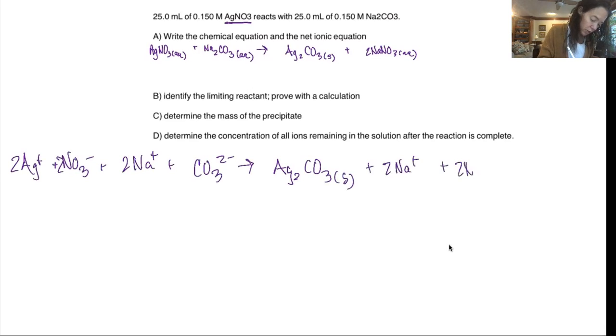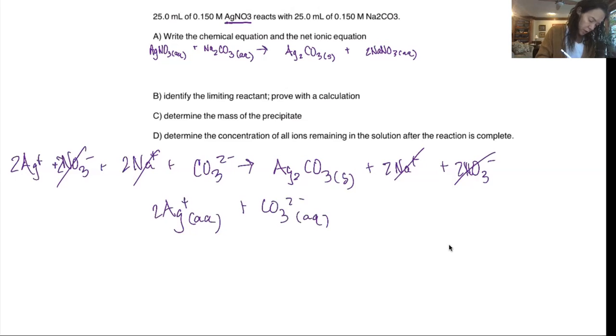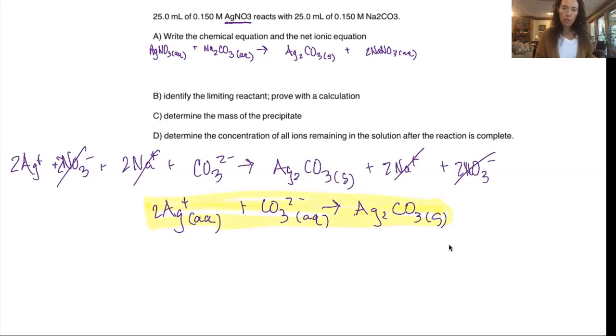You do not need to show this step. You do not need to show this step. I'm only showing this step because there might be students out there that are confused. So what's left over is this right here, and that in fact is the equation that you would be expected to write. Okay, probably nothing else but that right there. You do not need to show the rest unless it is asked for. You do need to know what your spectator ions are and what that means.